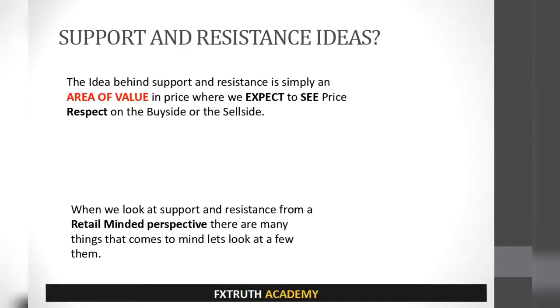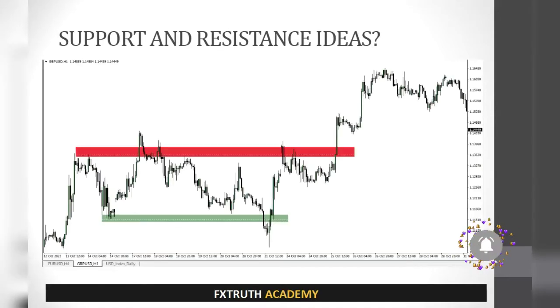So now when we look at support and resistance from a retail minded perspective, there are many things that come to our mind, and let's take a look at a few of them. So the first one is the horizontal support and resistance. Like you can see on the chart, this is the pound dollar hourly chart. You can see how this is the resistance area and below here is the support area right here. So this is one of the ideas of support and resistance from a retail minded perspective.